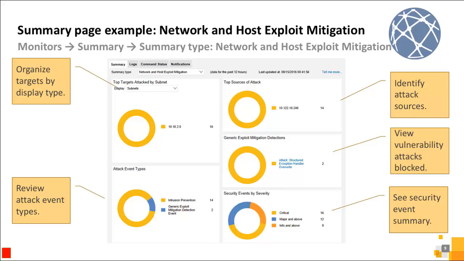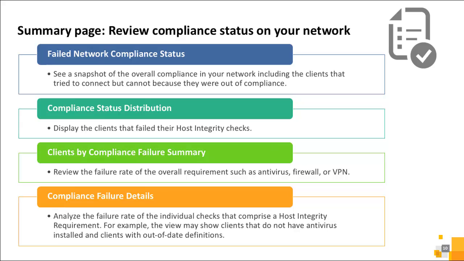This slide shows a Network and Host Exploit page example. If you are looking to ensure that your endpoints are secure and successfully running host integrity checks, you use the compliance summary. Failed network compliance status provides a count of clients that tried to connect, but cannot because they were out of compliance. For example, a host integrity policy that contains a requirement that virus definitions can be no more than 3 days out of date.